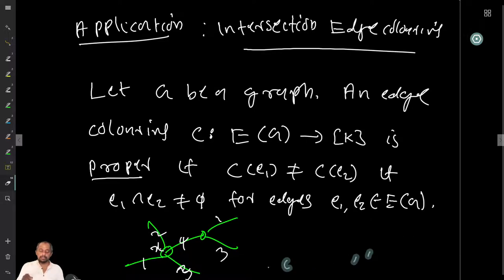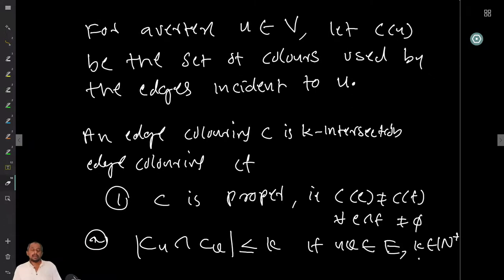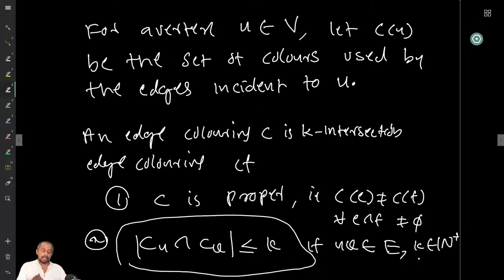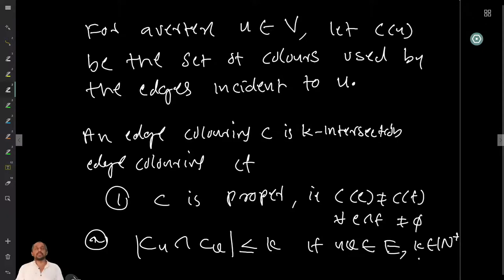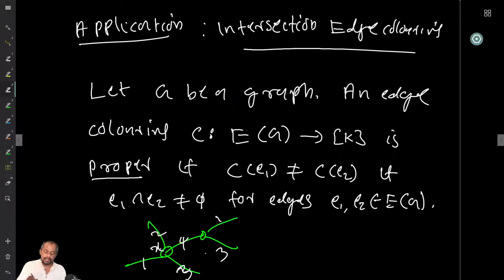Now, I call a proper coloring a K intersection edge coloring, right, if for any two adjacent vertices U and V, the intersection C(U) ∩ C(V) has cardinality at most K. So what I am saying is that if I have this graph and coloring, right, let me look at, let's say that this is X and Y. I look at the edge XY, right?